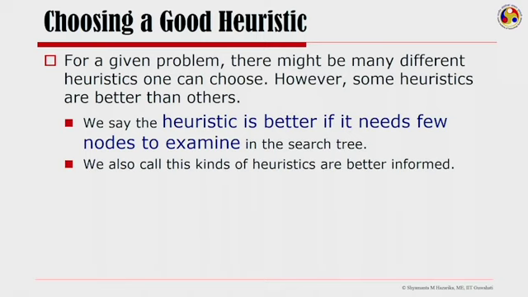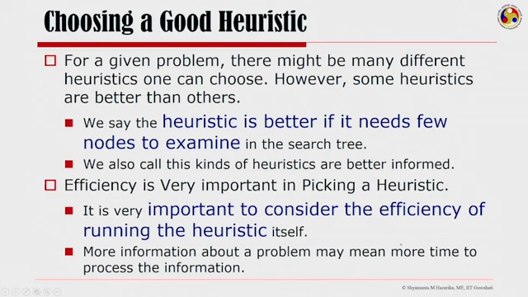For any given problem, there might be many different heuristics one can choose. However, some heuristics are better than others. We say a heuristic is better if it needs fewer nodes to be examined in the search tree. We also call these kinds of heuristics better informed. Efficiency is very important in picking a heuristic. It is very important to consider the efficiency of running the heuristic itself. More information about a problem would mean more time to process the information and maybe less efficient heuristics.